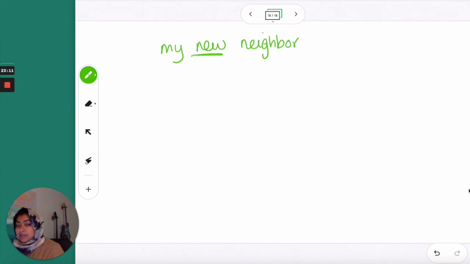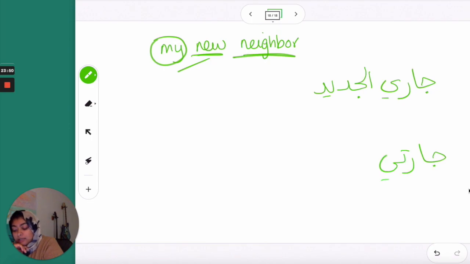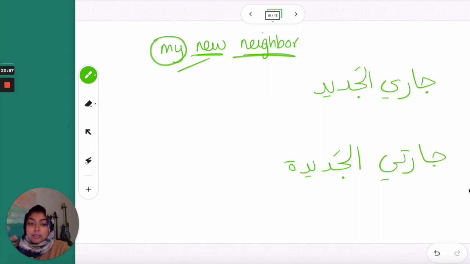The word new is an adjective. So in English, even though it's in the middle, in Arabic, it's going to go to the end of the phrase. It's a phrase. And neighbor will go first. Okay? And it's my neighbor that I'm talking about that happens to be new, my new neighbor. So we're going to use the word jari like this. And because jari is a definite word in that it's mine, it's not a new neighbor, it's my new neighbor, we're going to put el on the word jadid. Jari al-jadid. If it was feminine, we would say jarati al-jadida. My new neighbor, my new female neighbor.